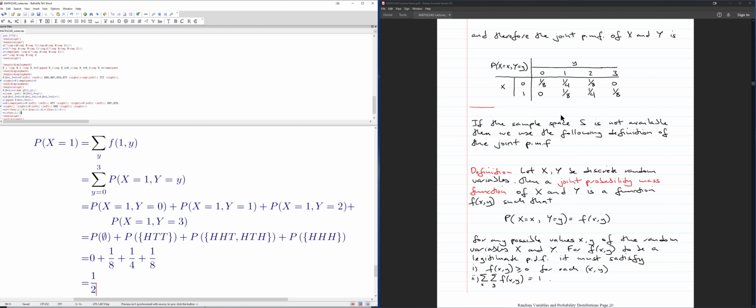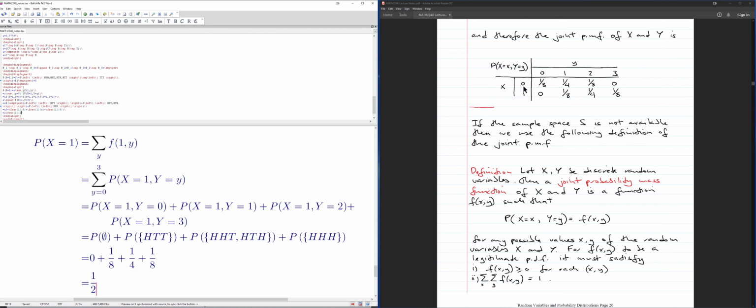Okay, and you probably realize that if you have a table like this, there is a very fast way to do this, right? If you want probability x is equal to 1, what you're doing is, for this one over here, you're just adding up the probabilities in the row corresponding to x is equal to 1. In other words, adding up the probabilities in your second row, which is what I'm doing over here. And that will give you probability x is equal to 1.